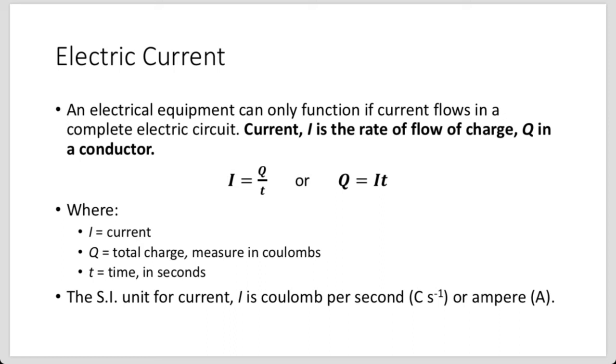Both capital letter Q and small letter q are usually charge, in coulombs. T will be time in seconds. So the SI unit for current, I, is coulomb per second or ampere. Coulomb per second or ampere, these are both the same thing. It's just that in Form 1 and Form 2 we usually used ampere, but you can also use coulombs per second. So how many coulombs are flowing every second? That is what current is.